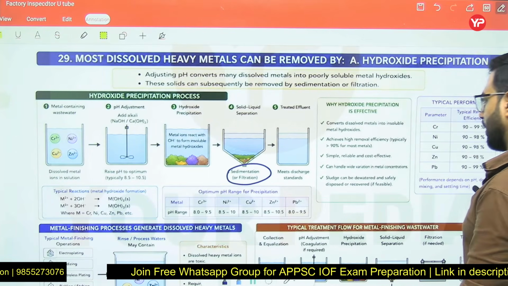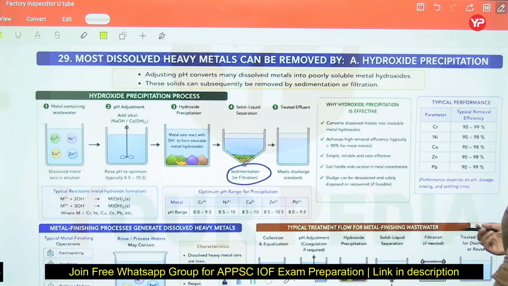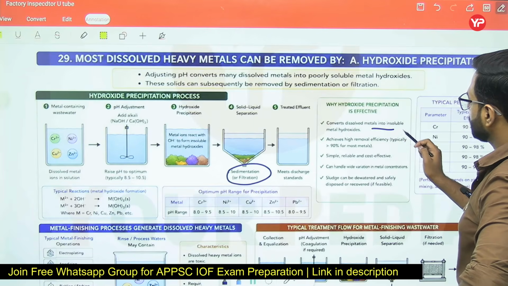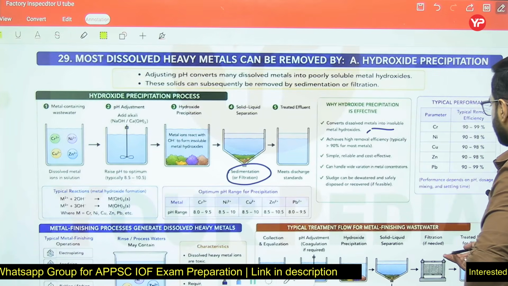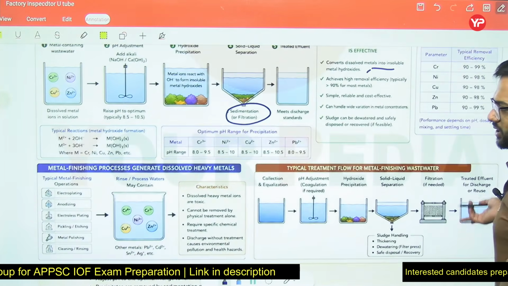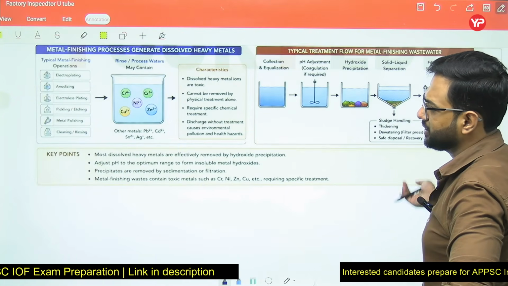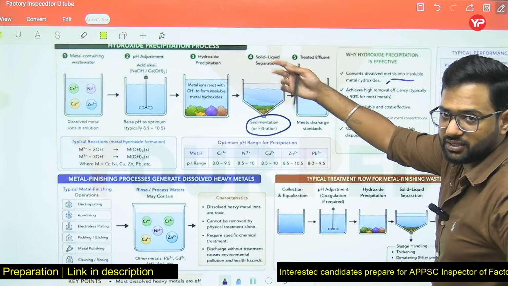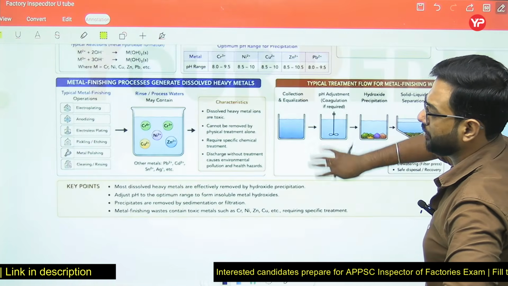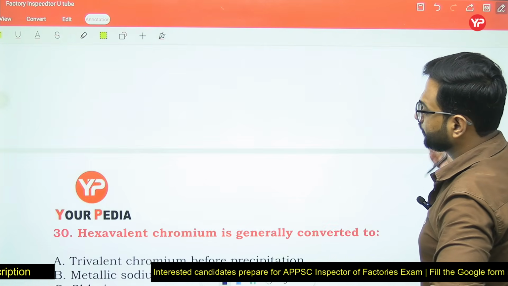So this is my point. Why is hydroxide precipitation more effective? Because it converts dissolved metal into insoluble metal hydroxides, friends. So just remember the key points. This precipitation we have also discussed in earlier questions, for the removal of phosphorus.